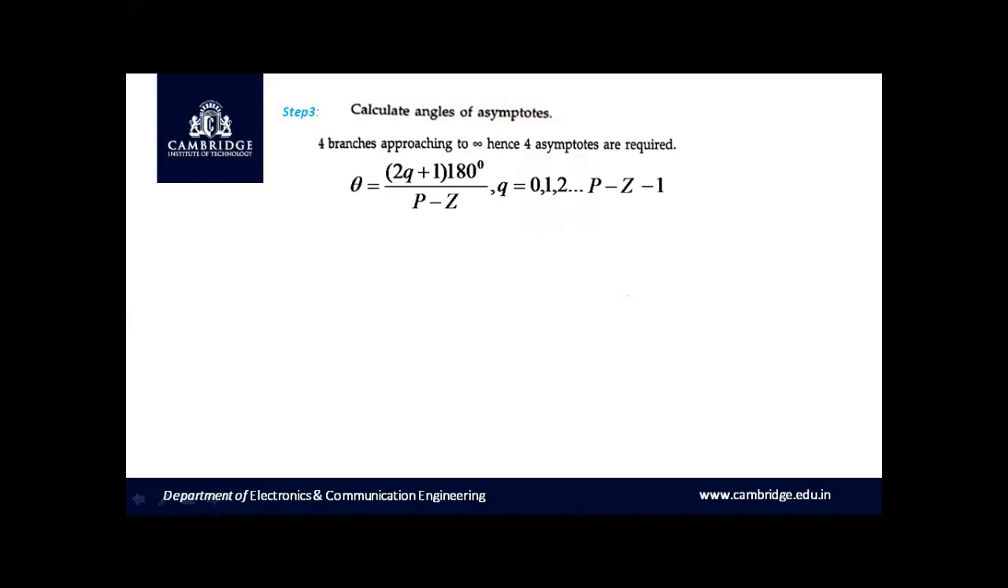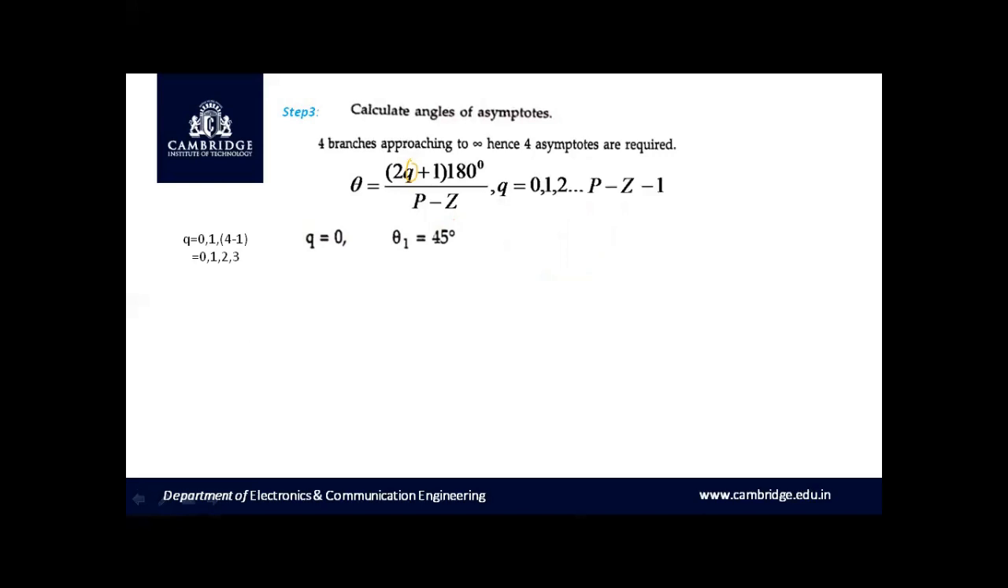The formula to calculate the asymptote angle is given by theta equal to (2q plus 1) into 180 degrees divided by p minus z, where q ranges from 0 to p minus z minus 1. 4 minus 0 minus 1 is 3. Therefore, q ranges from 0, 1, 2 to 3. When q equals 0, theta will be equal to 180 degrees divided by 4 minus 0. That is 180 degrees divided by 4. Hence, theta 1 is equal to 45 degrees.